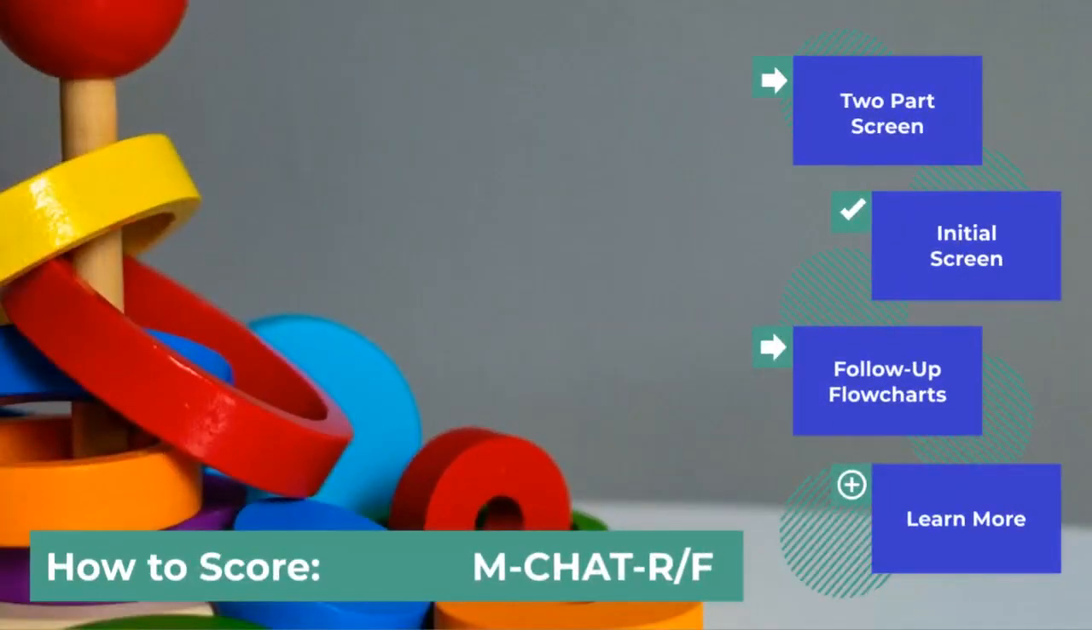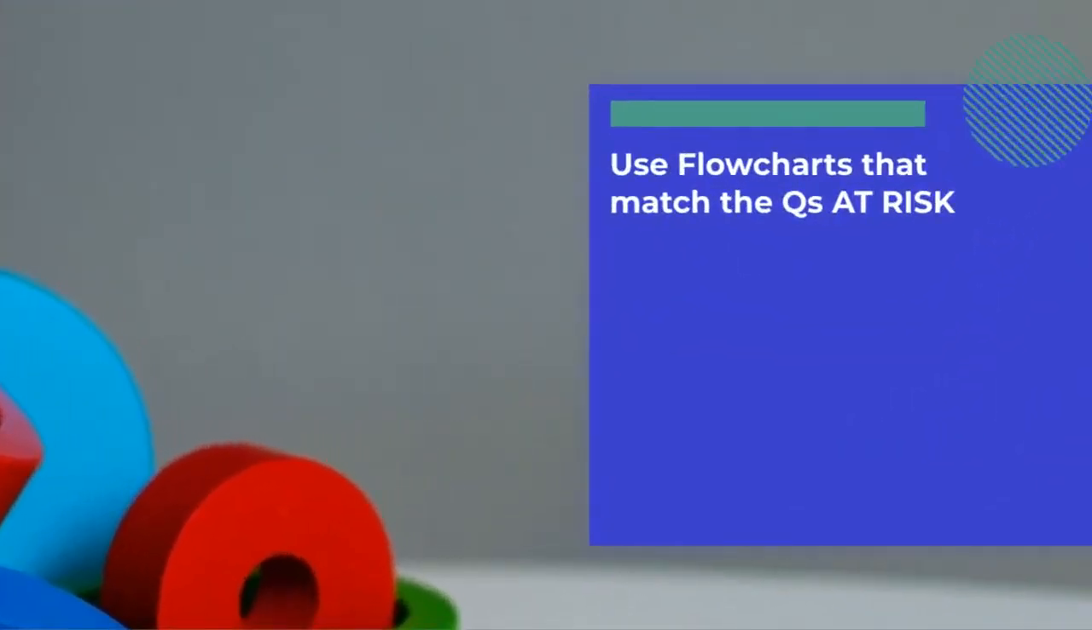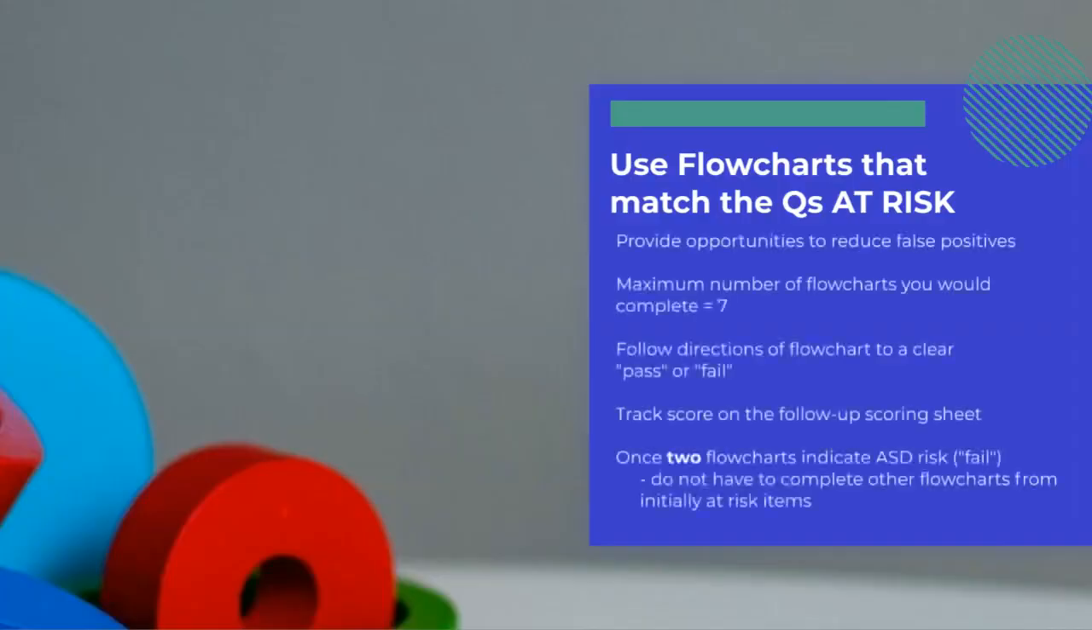How to complete the follow-up flowcharts of the MCHAT-RF. First, make sure to use the follow-up flowcharts that match the at-risk questions from the initial screen. The purpose of the flowcharts is to provide more opportunities to find evidence for typical developmental responses and reduce false positives. Given that you only need to use flowcharts if the score is between 3 and 7, the maximum number of flowcharts you would need to complete is 7.